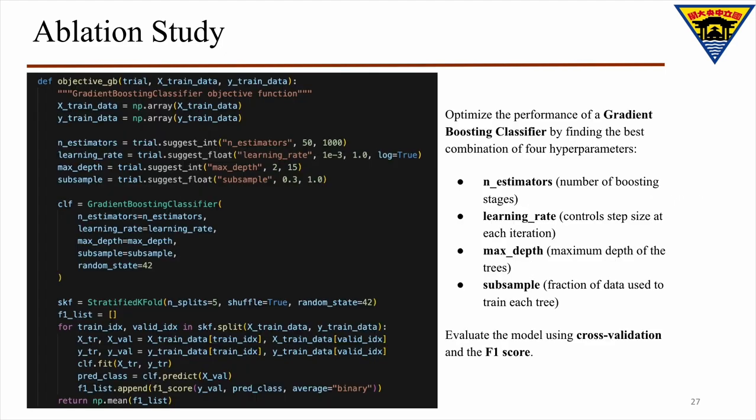Okay, and here is gradient boosting with Optuna as an example. As you can see in the code, we have defined an objective function to make Optuna find the best estimators, learning rate, max depth, and subsample.